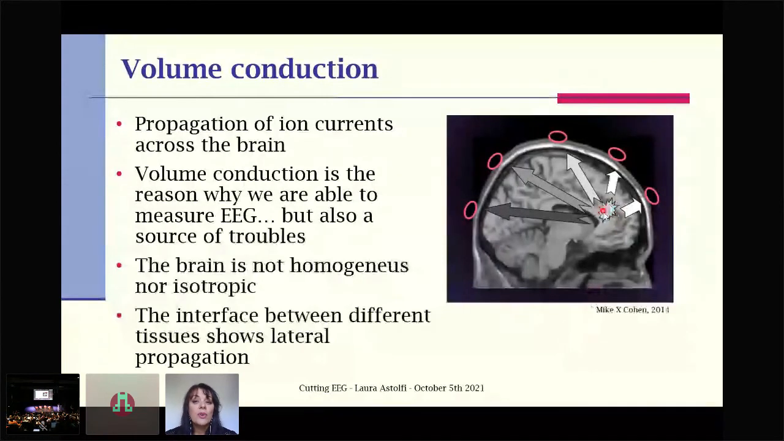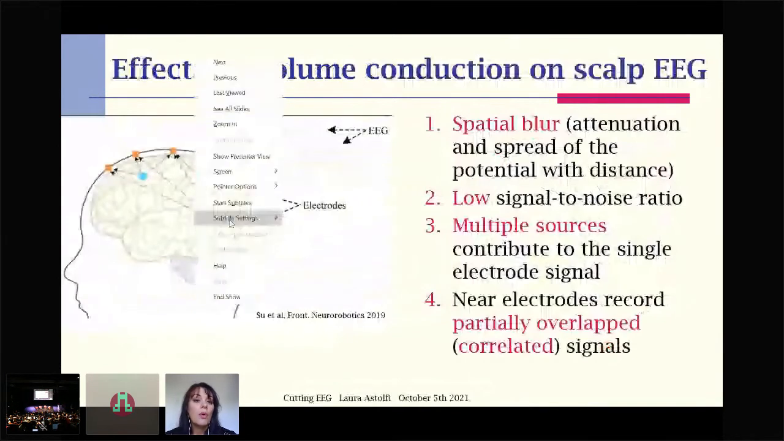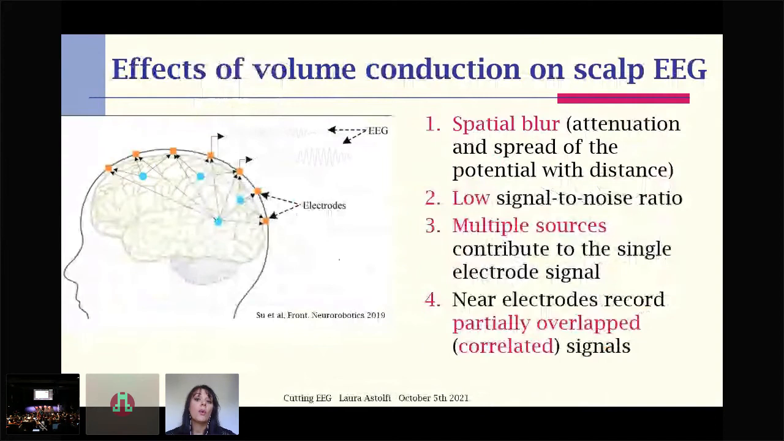Volume conduction, in brief, is the propagation of ion currents across the structures of the head, not just the brain, but all the structures of the head up to the sensors. As I said, this is the reason why we are able to measure something from outside of the head, but at the same time, it causes a number of problems or a number of limitations, which are well known when studying scalp EEG.